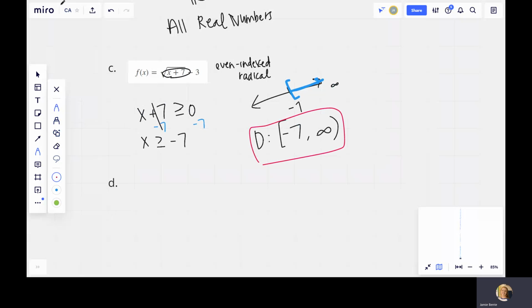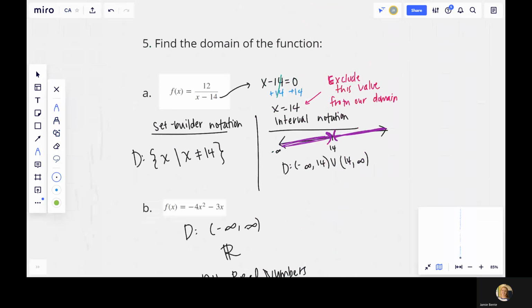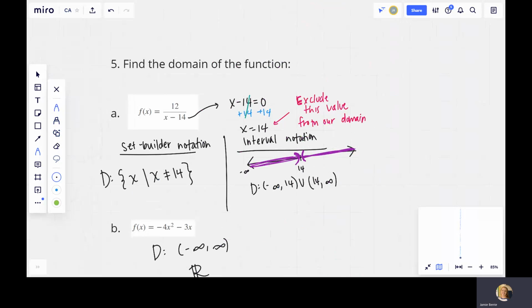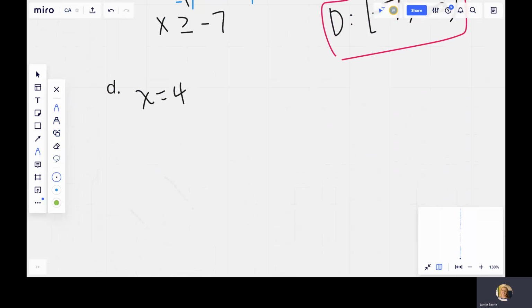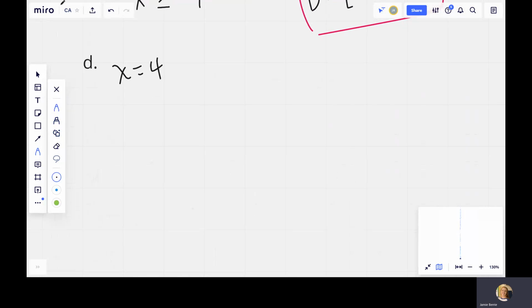Now, on this last one, originally, I had put x equals 4. Now, I took it off because look at my directions. My directions said find the domain of the function. Now, this does not work here because x equals 4 is not a function. If you remember, this is one of our special lines. It's actually a vertical line.